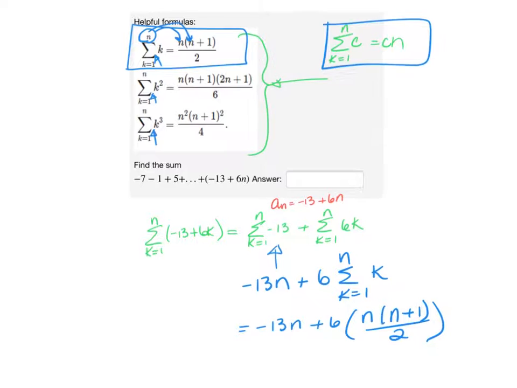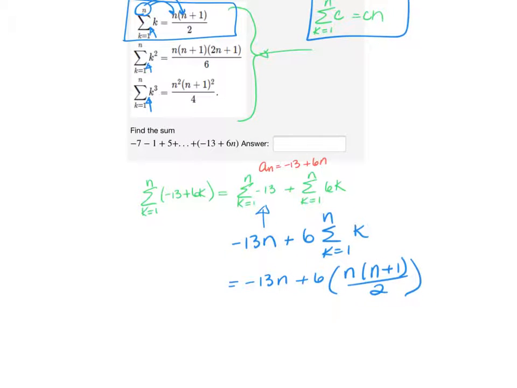I'm going to clean this up algebraically. This 2 and this 6 will cancel, giving me 3. So I have negative 13n plus 3n, n plus 1. And now I can distribute and clean up. So negative 13n plus 3n squared plus 3n.